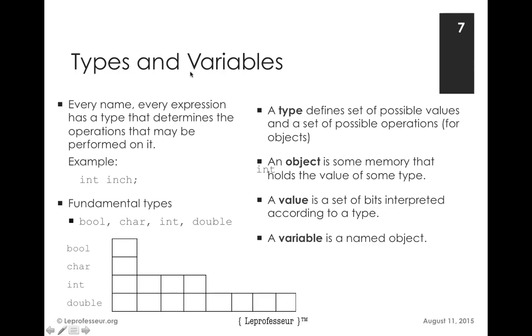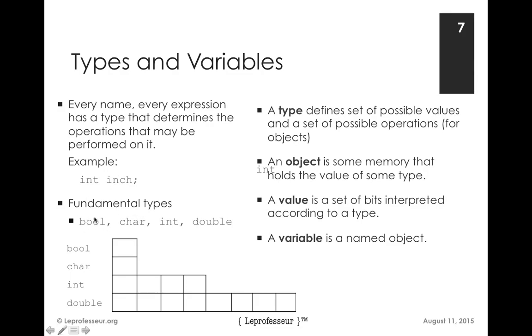Let's talk about types and variables. Every name and every expression has a type that determines the operations that may be performed on it. For example, int is an integer type, and inch is the name. This line means that inch is a named object of type integer. So all the operations which can be performed on an integer can be performed on the value which this name inch will hold.